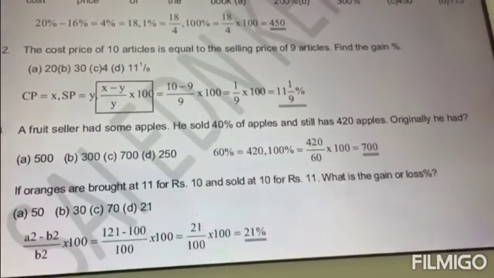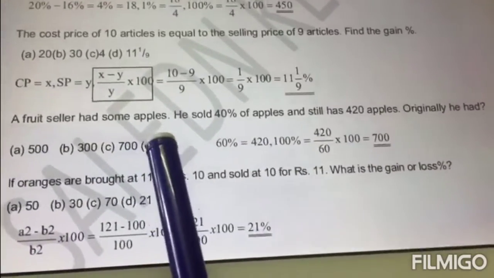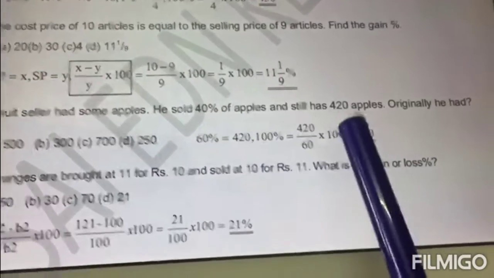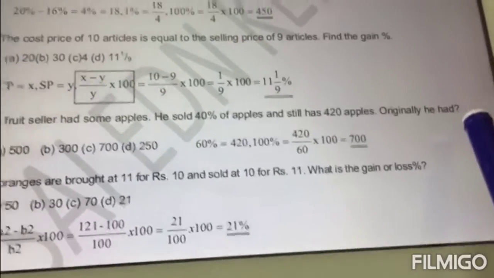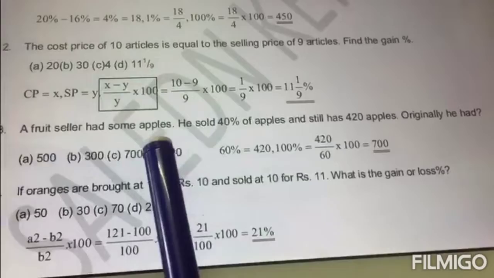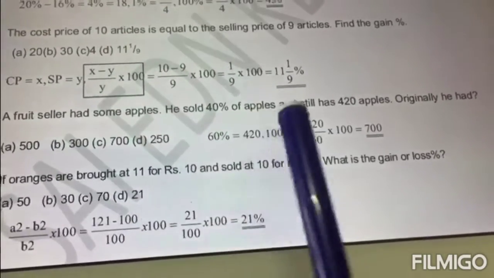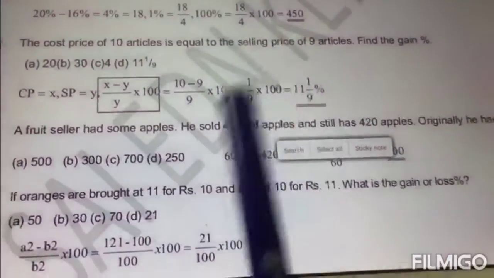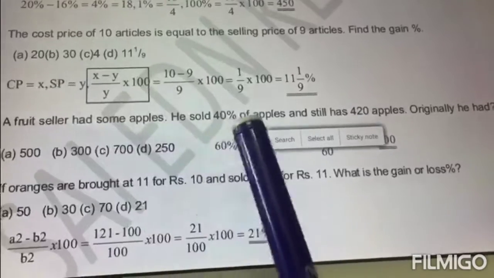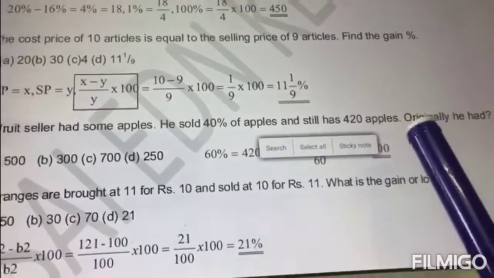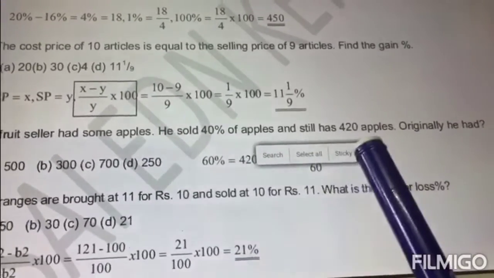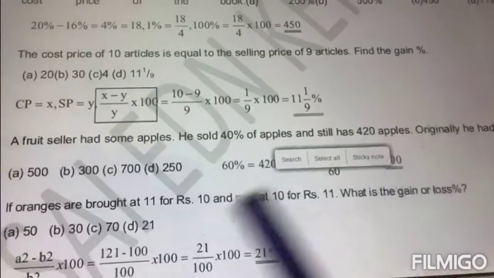Okay, next. A fruit seller had some apples. He sold 40% of the apples and still has 420 apples left. Originally, how many apples did he have? So let the total number of apples that the seller had be X. He sold 40% of the apples. So 40% of X, 0.4X. So the apples remaining are X minus 0.4X, which is equal to 0.6X. This is equal to 420 apples, that is apples remaining. So when you solve for X, you get 420 divided by 0.6, which is equal to 700 apples.